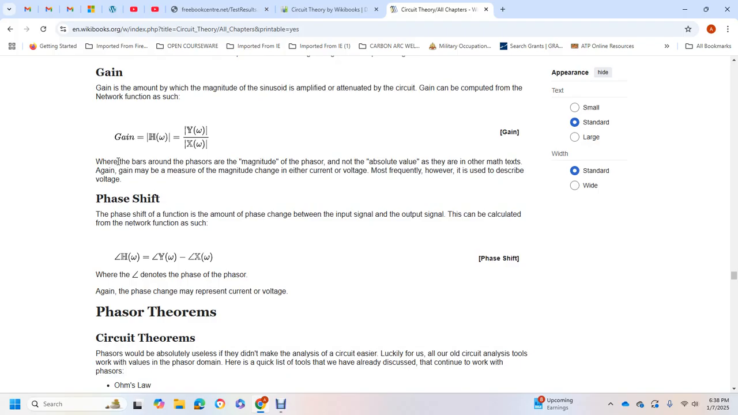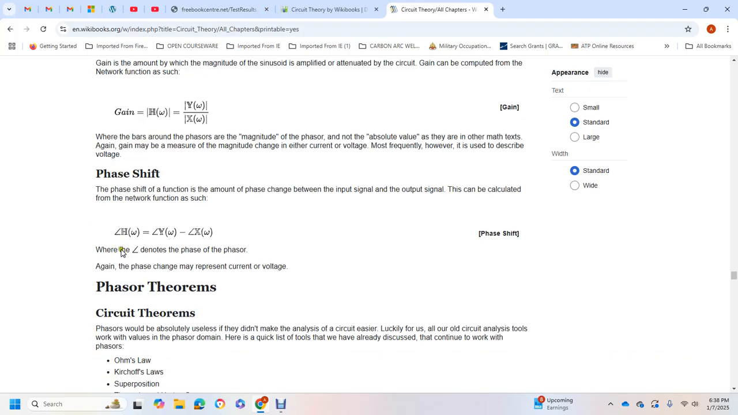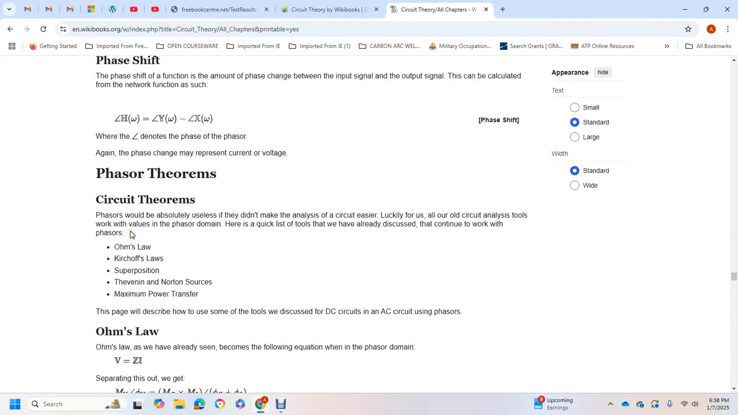Phase shift is the amount of phase change between the input and output signals. It can be calculated from the network function.